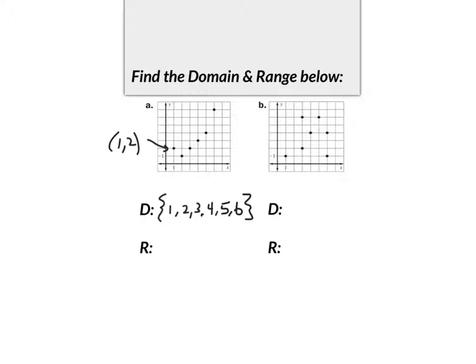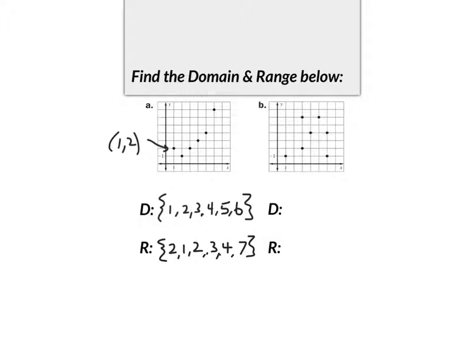The range is my y values again. As I'm looking at the y values here, this first dot has a y value of 2. This has a y value of 1, then 2, 3, 4, and 7. Okay, so my range, and it doesn't have to be in numerical order. You can just list them as you're going here. 2, 1, 2, and then I've got 3, 4, and 7. So you can identify domain and range from dots on a graph.